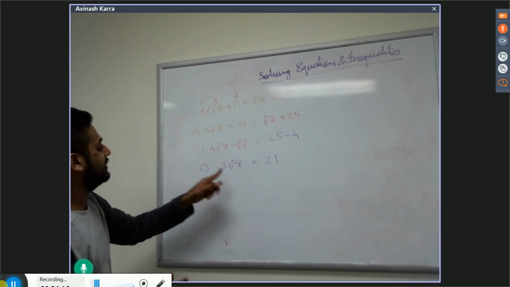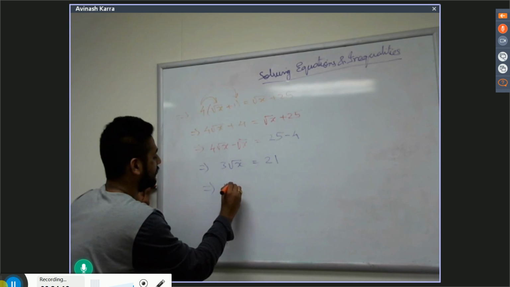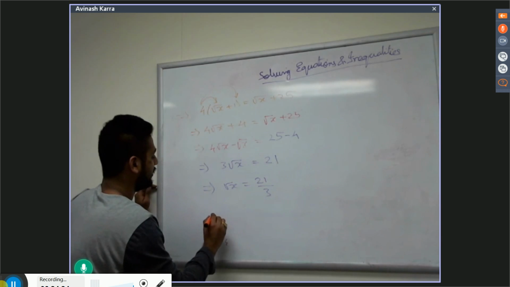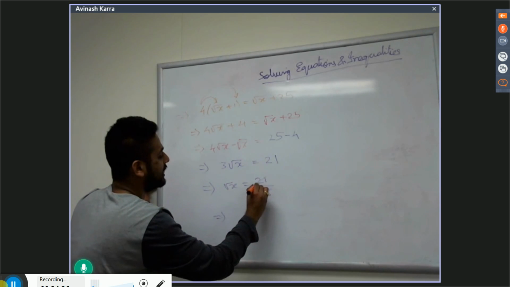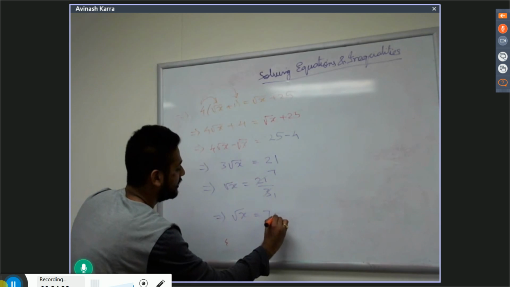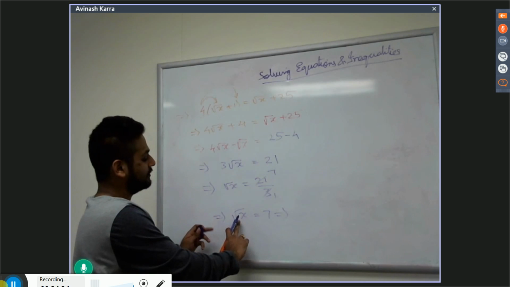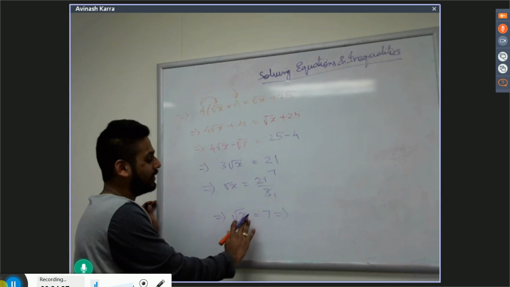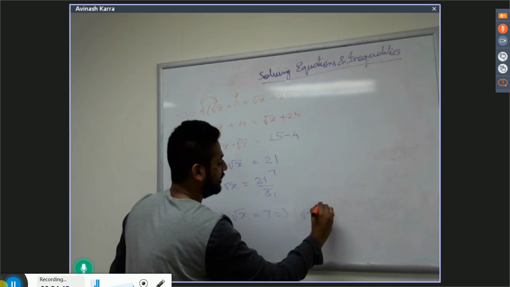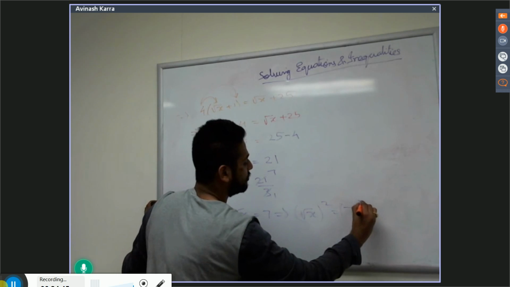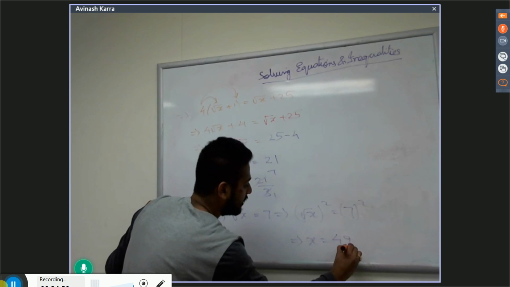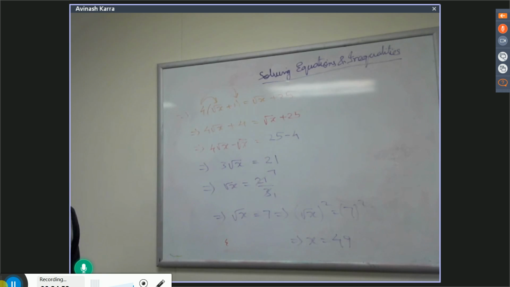Divide 3 on both sides. So root x is equal to 21 by 3. When I simplify, 3 ones are 3, 3 sevens are 21. So root x is equal to 7. When I apply square on both sides, it becomes root x whole square is equal to 7 whole square, which means x is equal to 49. Is it clear?